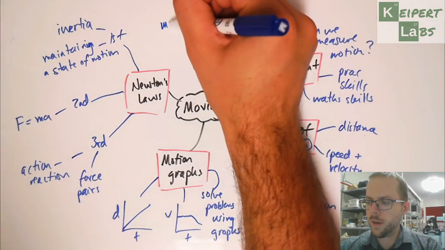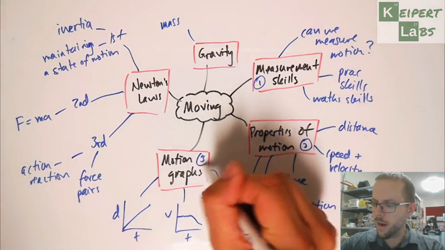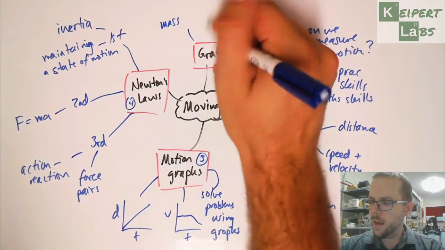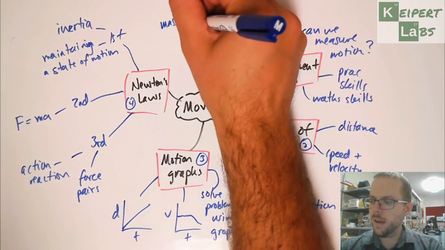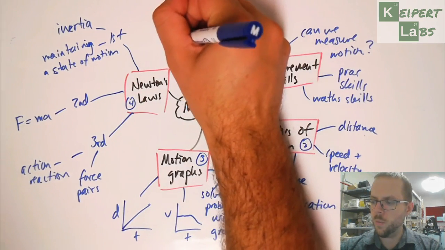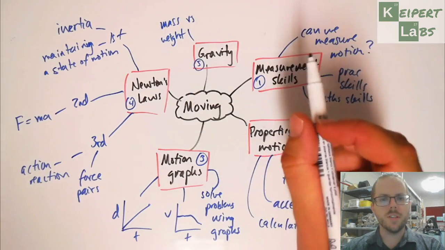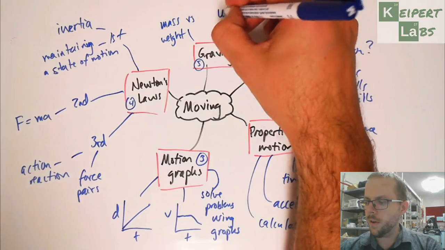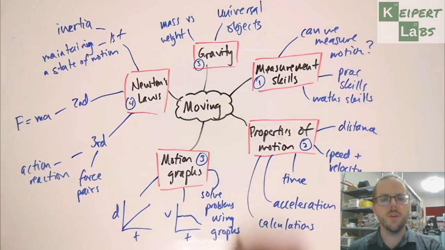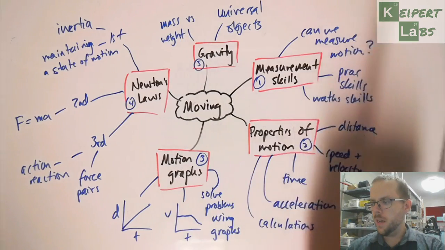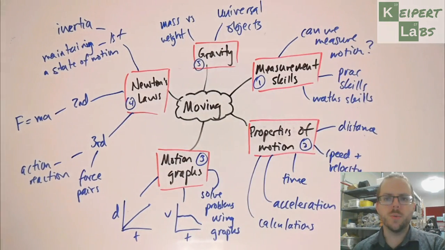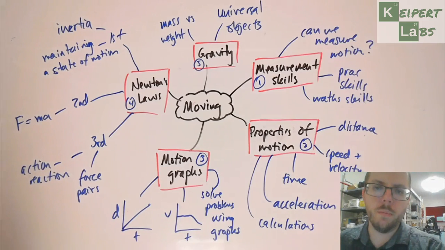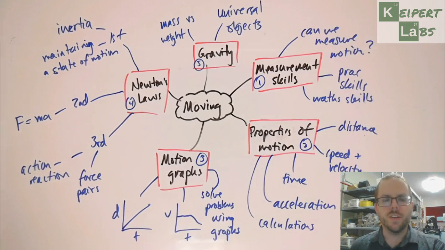And then we're going to, so graphs is 3, Newton's laws is 4, and then gravity is 5. So looking at this idea of what actually is gravity, concepts that we call like mass versus weight, and then looking at the way that it affects different objects in the universe. So that's where we're going to head towards the end once we've built a bit of understanding about what we can measure about motion and how we can describe it.